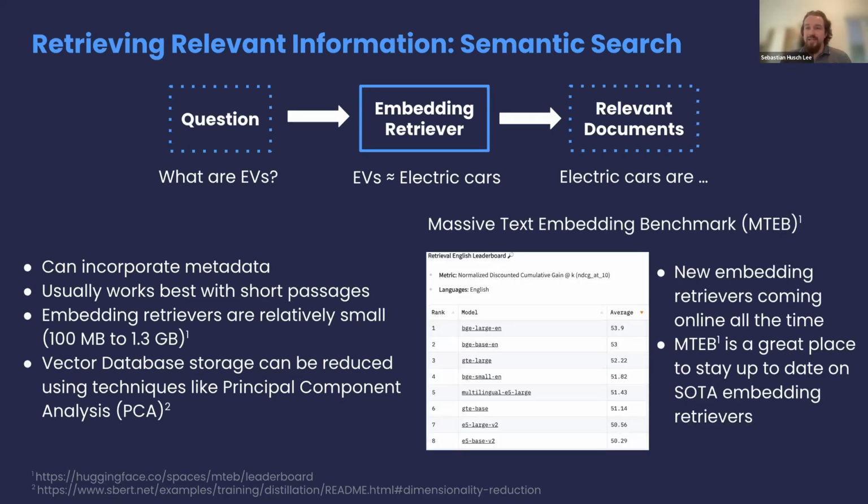A great place to keep up to date on all of the new improvements here, I have to say, is that new embedding retrievers are coming online all the time. I like to use the Massive Text Embedding Benchmark that is hosted on Hugging Face, to which people like Nils Reimers contributed. It's a great place to see where all the newest and greatest models are. I took this, I think, a week ago. There might already be new models up there, but we keep an eye on this all the time to constantly improve our embedding systems.